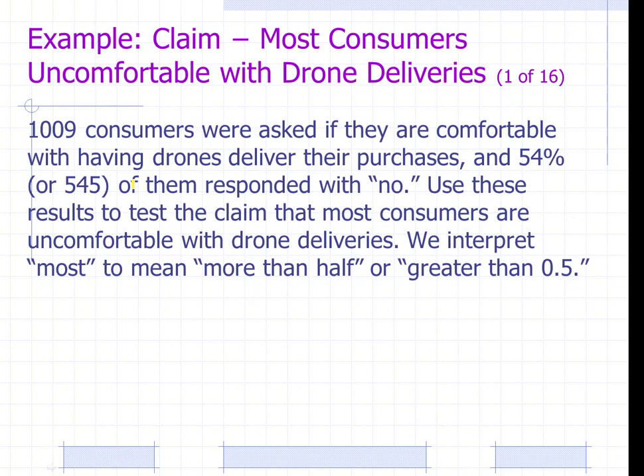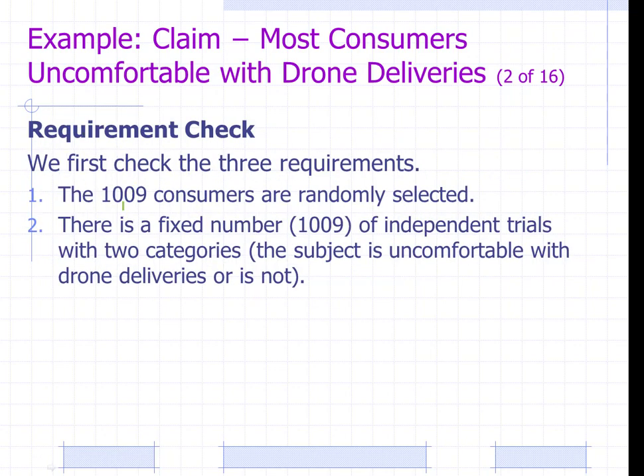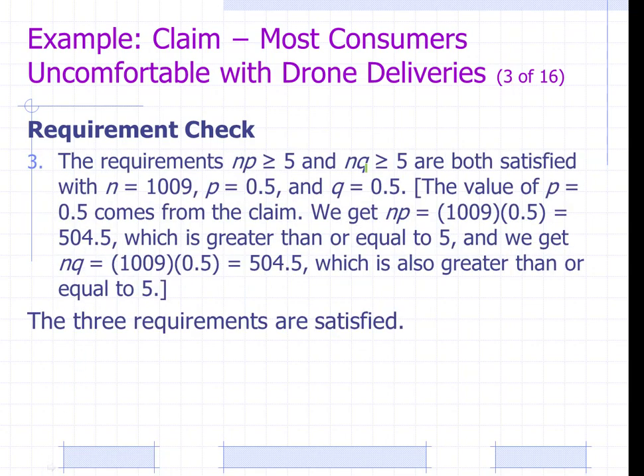Okay, let's get back to the problem. We want to test the claim that most consumers are uncomfortable with drone deliveries. Whenever we talk about most, we mean more than half, greater than 0.5. And there is our alternative hypothesis right there. So check the requirements. It's random, 2 categories, 5. So we're good to go.